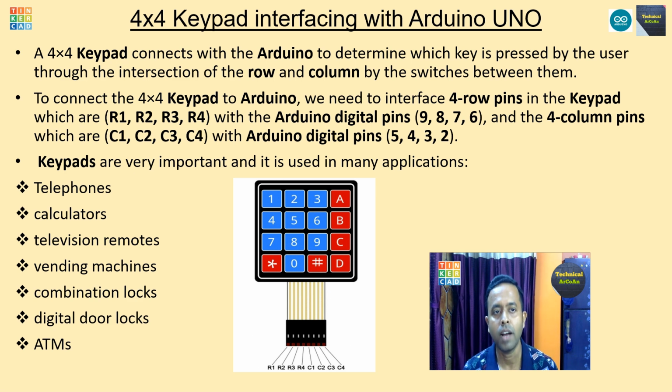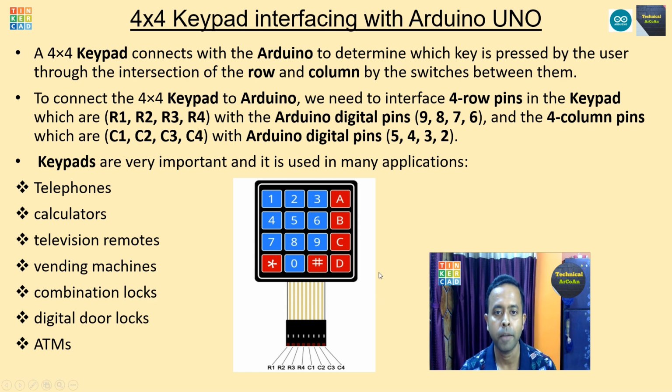To connect the 4x4 keypad to Arduino, we need to interface 4 row pins in the keypad, which are R1, R2, R3, R4 respectively, with the Arduino digital pins 9, 8, 7, 6, and the 4 column pins, which are C1, C2, C3, C4 respectively, with Arduino digital pins 5, 4, 3, 2, right? So here 9, 8, 7, 6 and 5, 4, 3, 2, these digital pins I'm using in my sketch, right?